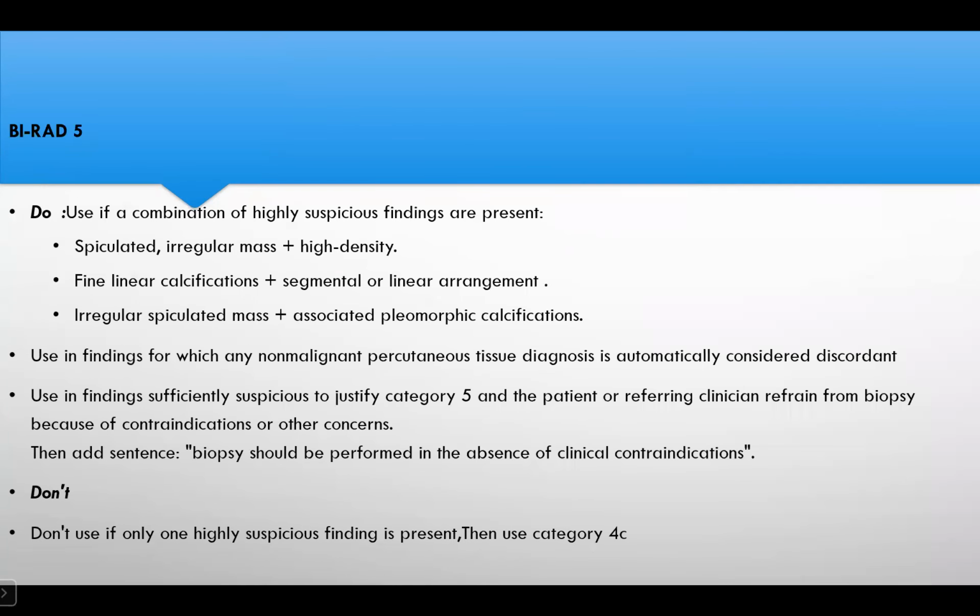BI-RADS 5 is given when there is a combination of highly suspicious findings, like a spiculated irregular mass with high density, fine linear calcification with segmental or linear arrangement, or an irregular spiculated mass associated with pleomorphic calcification. It is used in findings in which any non-malignant percutaneous tissue diagnosis is automatically considered discordant between the imaging and pathology.